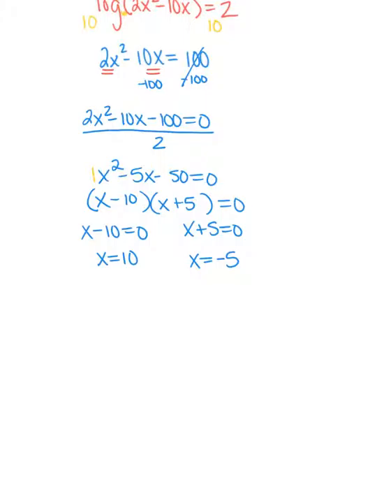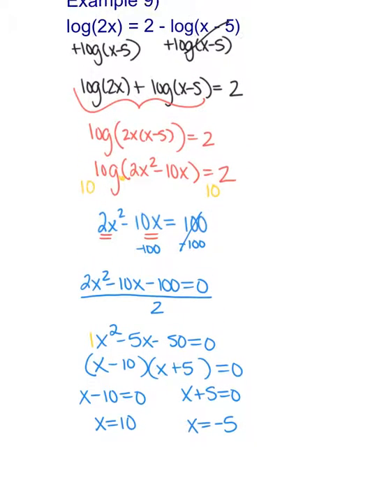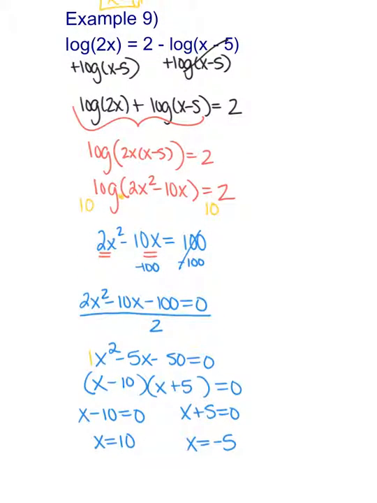Now the last thing I need to do is check the original equation and make sure that when I plug in these numbers, I don't get a negative inside my logarithm. 10 is going to be all good, but when I plug in negative 5 here, I get log base 10 of a negative 10. So therefore, this solution is going to be extraneous.